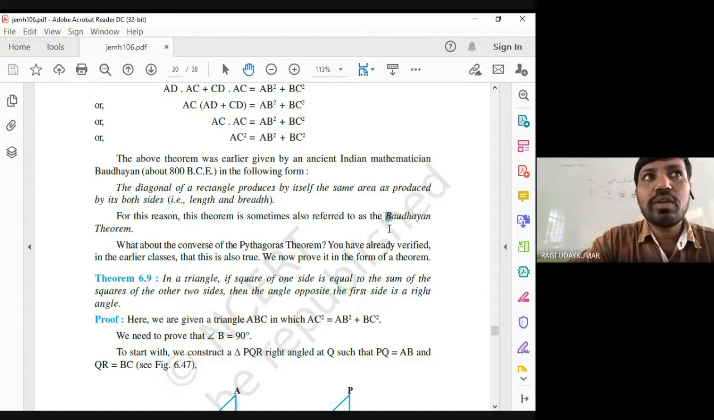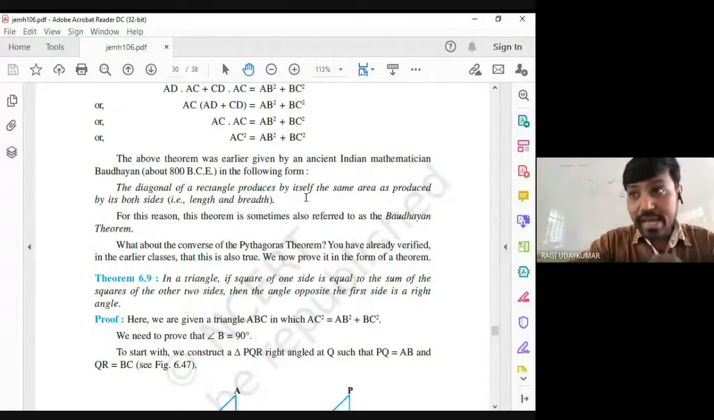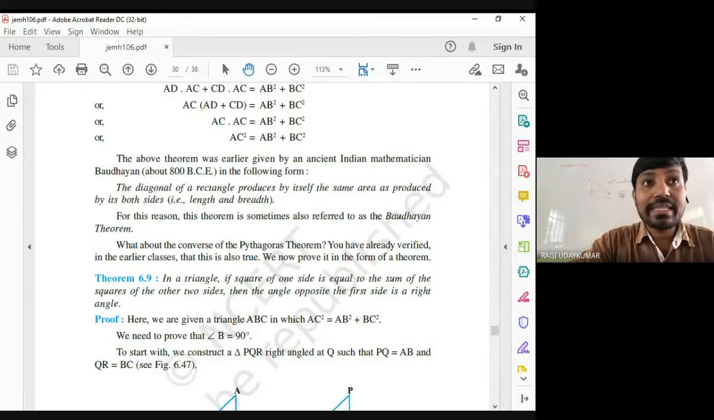Many people neglect this statement. So this is the Bodhaya theorem altogether. What exactly is the Bodhaya theorem statement? A rectangle produces by itself the same area as by its both sides. There will be a little confusion in saying that.